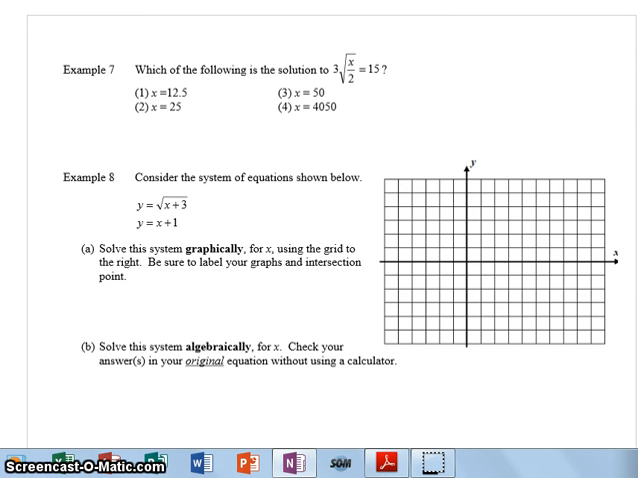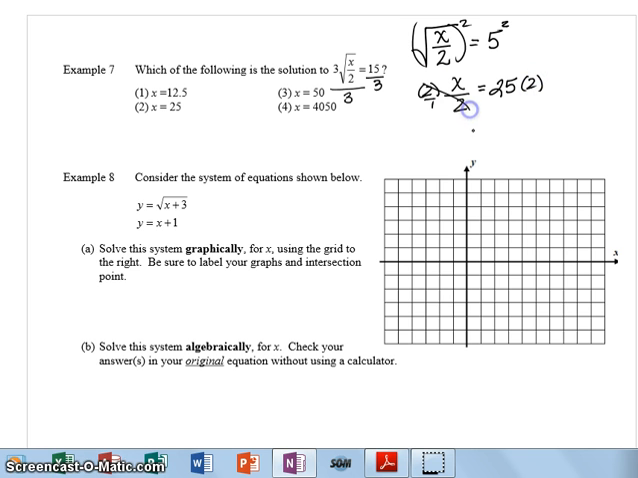Okay, all right, which of the following is the solution? You could plug in all of your answers here, but remember, you want to isolate the square root. So how do I get rid of that 3? I divide both sides by 3. So I get the square root of x over 2 is equal to 5. Square both sides, and I get x over 2 equals 25. How do I get rid of dividing something by 2? I multiply both sides by 2, and I get x equals 50, which is choice 3 for example 7.